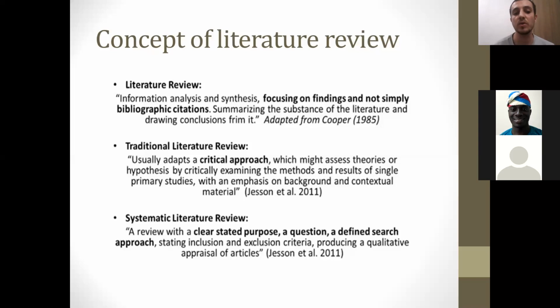The second one is called systematic literature review. As I am a PhD student right now, I use systematic literature review most of the time, because this method is very important to categorize and summarize all the papers that I have already read on my own topic. Systematic review is a kind of review with a clearly stated purpose, a question, a defined search approach, and inclusion and exclusion criteria, producing a quantitative appraisal of articles. Okay, this is for systematic literature review.